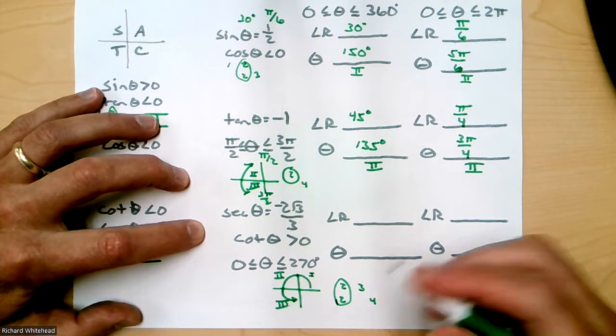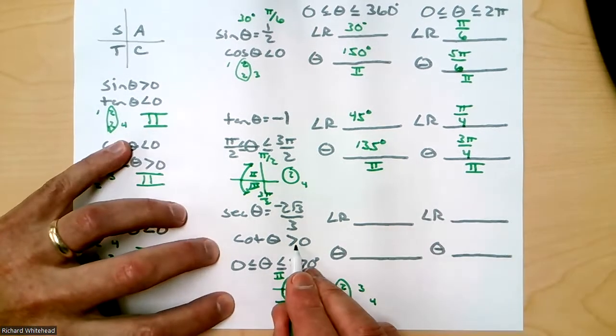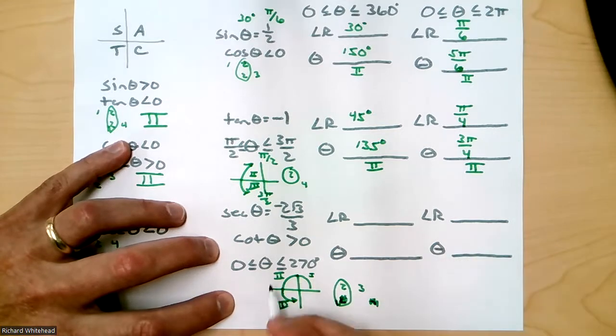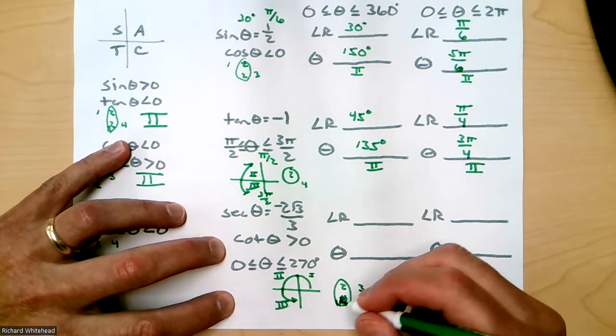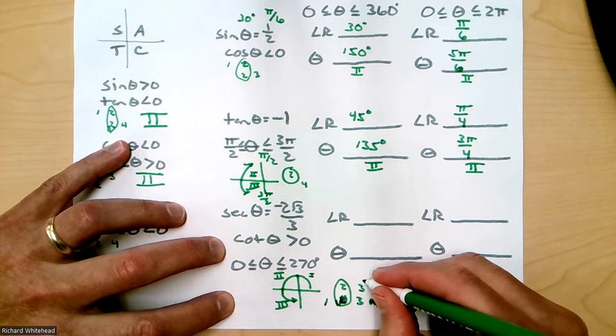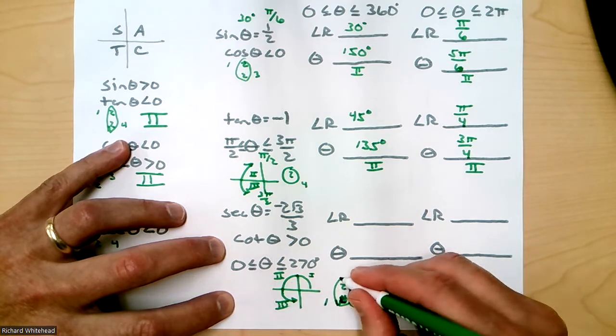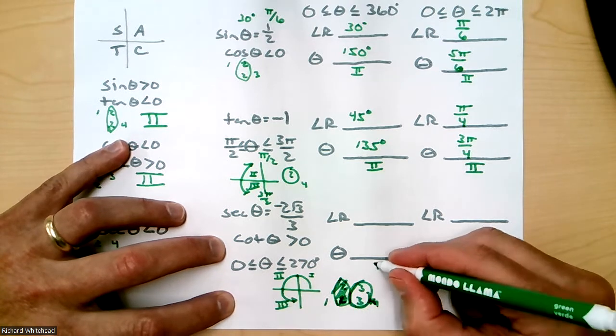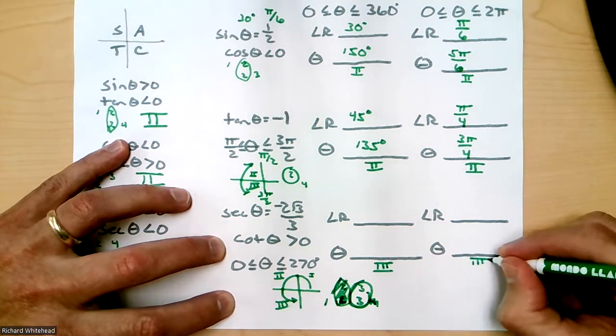What? Oh, what am I doing here? Cotan's positive. Sorry, I wasn't looking carefully enough. Cotan is positive, cotan's greater than 0, which is first and third. So we're dealing with the first and third quadrant. Cotan's positive, first and third. Secant's negative, second and third. So we're dealing with the third quadrant angle here.